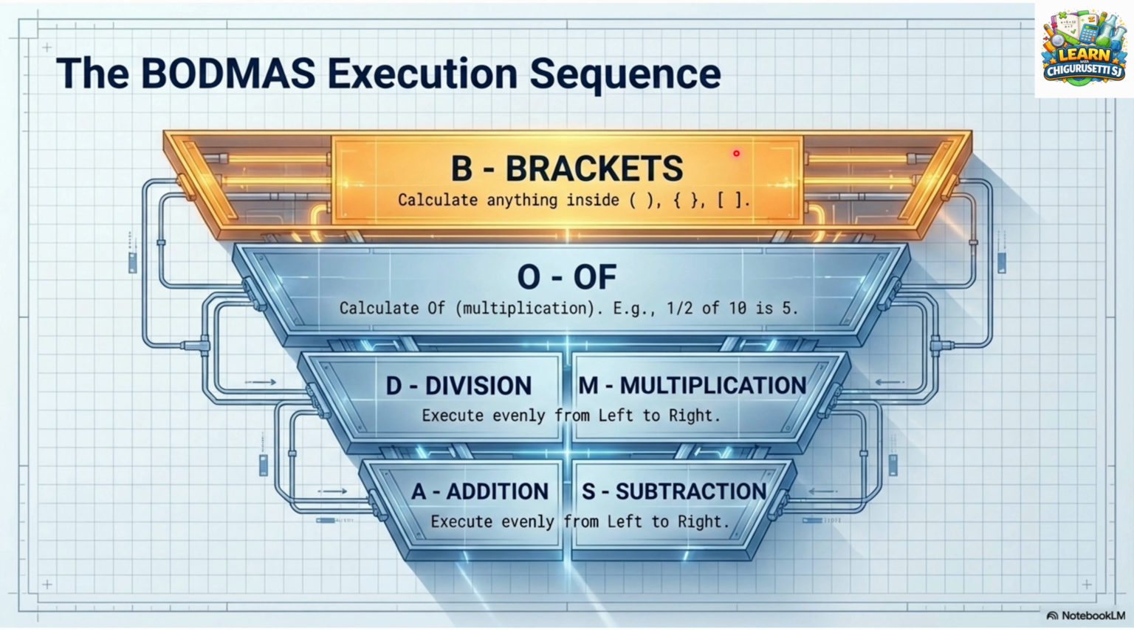Now in the BODMAS, we'll first have the brackets. We should be solving them, calculating anything inside these brackets. And O stands for of, meaning multiplication, like 1 by 2 of 10 is 5. And next division and then multiplication, then addition, then subtraction. So these all come under the BODMAS property. Now you will be seeing the basic problems for them.